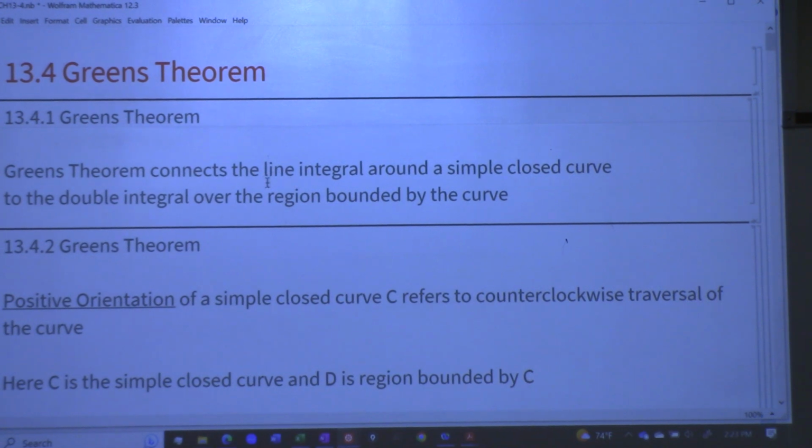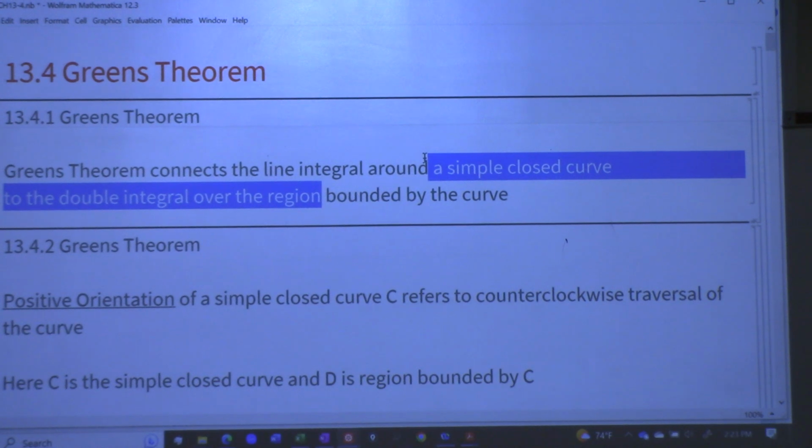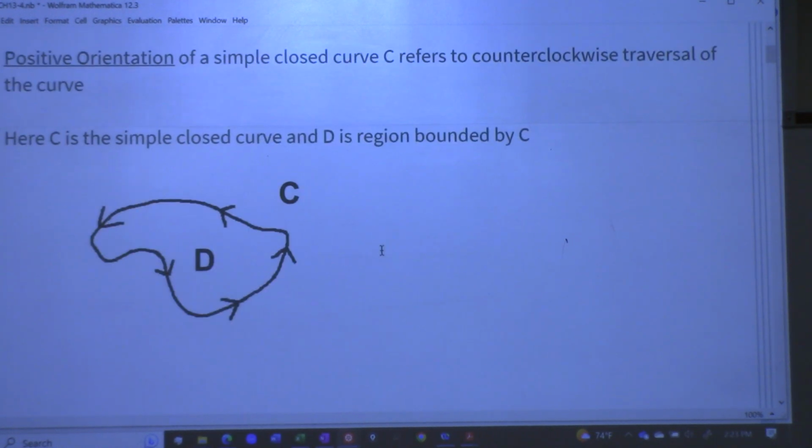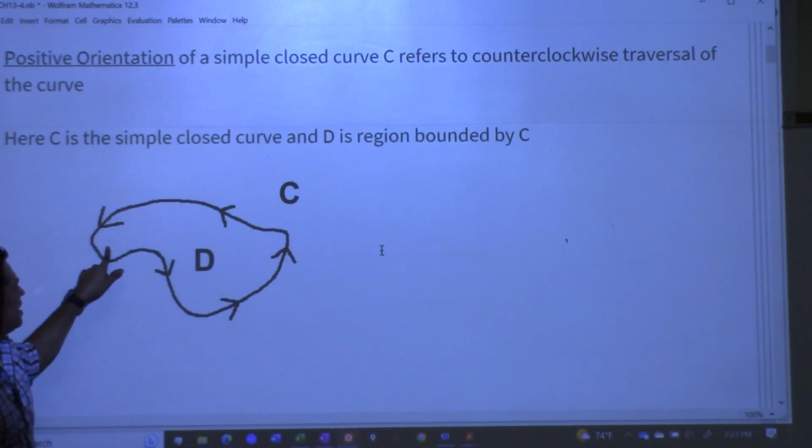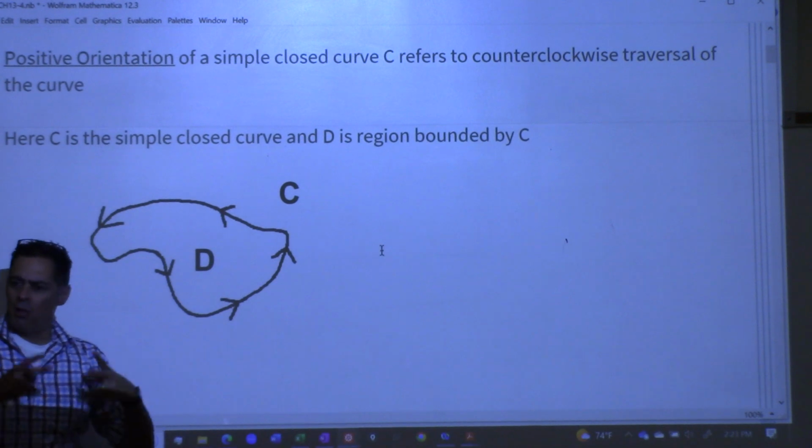All right, so Green's theorem connects the line integral around a simple closed curve to the double integral of the region that it bounds. So let's just look at this picture. Let's say we have a curve, okay? C is the curve, and it's closed. So it starts.